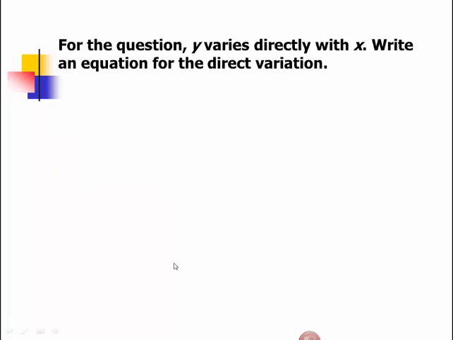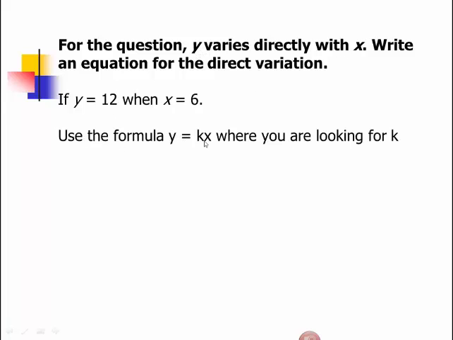Okay, so this is what your equation is going to look like. For y varies directly with x, write an equation for the direct variation, if y equals 12 and x equals 6. So basically what this is saying is if you see y varies directly with x, you're going to write the equation y equals kx every time. And you're going to be looking for the k. You know what y is, you know what x is, so you plug it in and you solve for k.